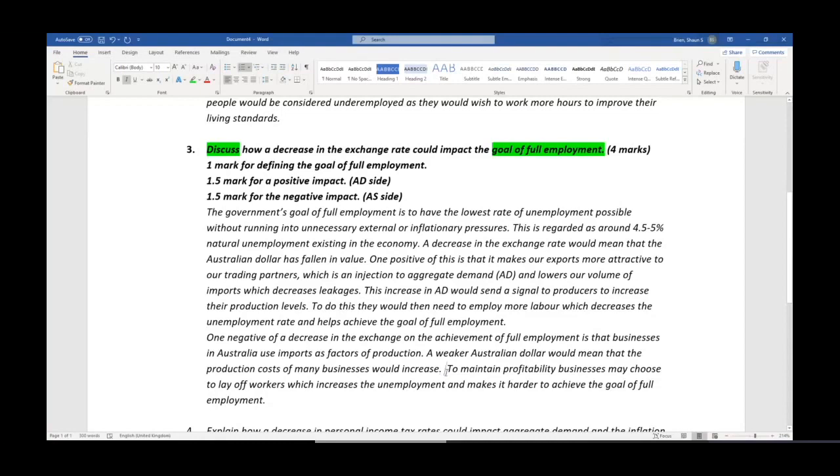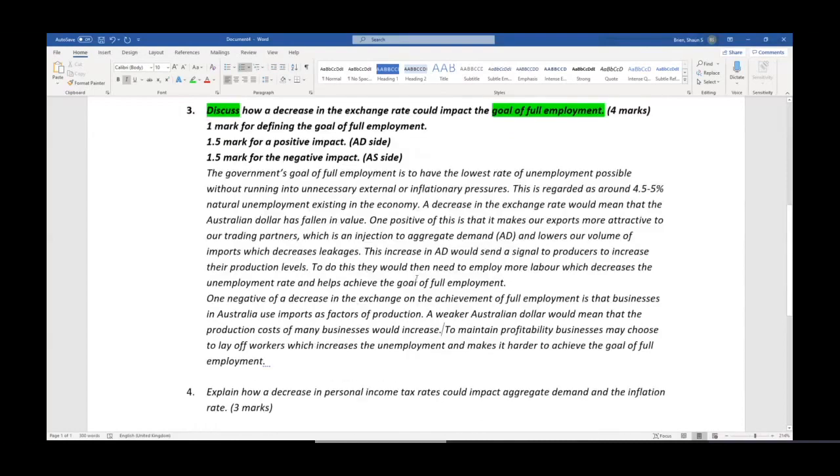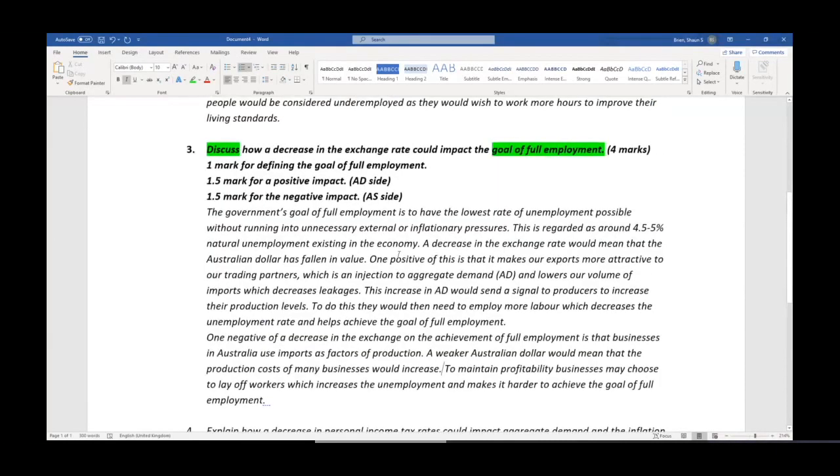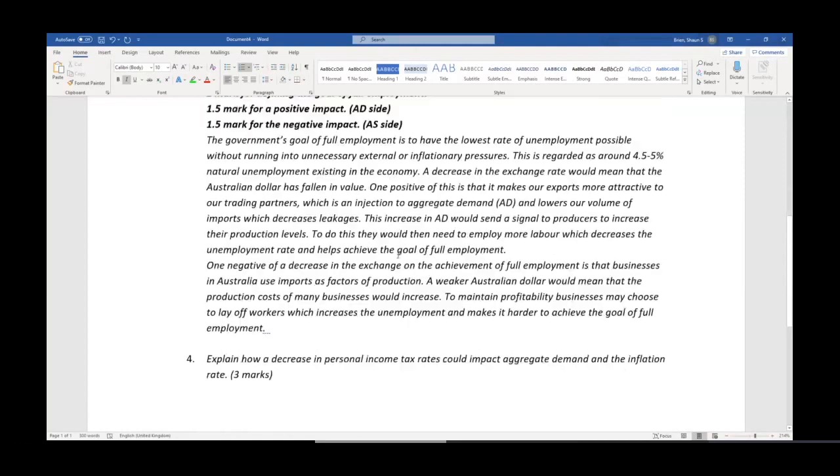So it's a fair bit there, but there's a bit to work through. With each of them, hopefully you can see that, like with anything aggregate demand, like we talked about in the past, you talk about the initial effect on aggregate demand, so how it affects the components. So we talked about how it affects exports there, and then how it affects aggregate demand and that flow-on effect. Whereas from the supply side, we've talked about production costs, and then to maintain profitability, they're laying off workers, which increases unemployment. And that would get you the full marks there because you've talked about both sides.